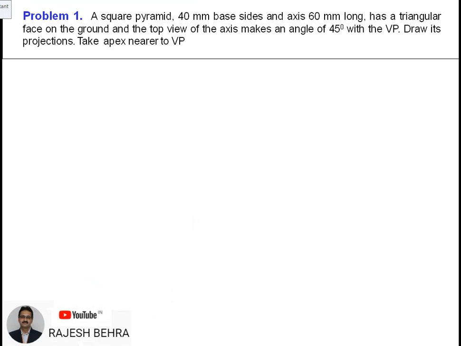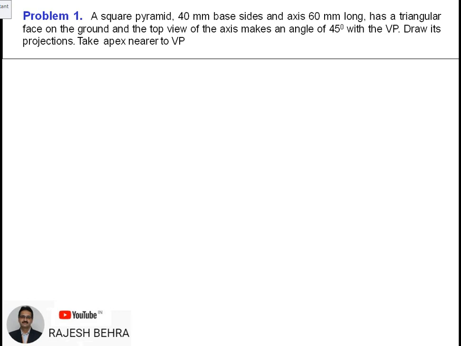A square pyramid, 40 base sides and axis 60 long, has a triangular face on the ground, and the top view of the axis makes an angle of 45 degrees with the VP. Draw its projections. Take apex nearer to VP.